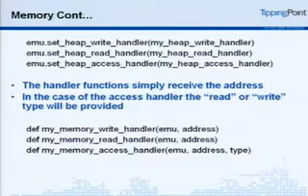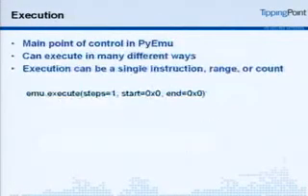And then these down here are what the different handlers will look like in their arguments. So type would be read or write for any of the access handlers. In execution, we wouldn't be able to do much without it.